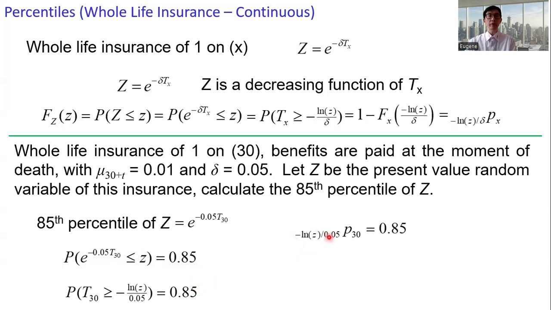And then we want to solve for the value of Z such that this expression, np30, equals 0.85. Constant force of mortality, so npx is e to the power minus mu times the expression. Solving for Z, we get the same answer, 0.4437. This is the 85th percentile of Z.